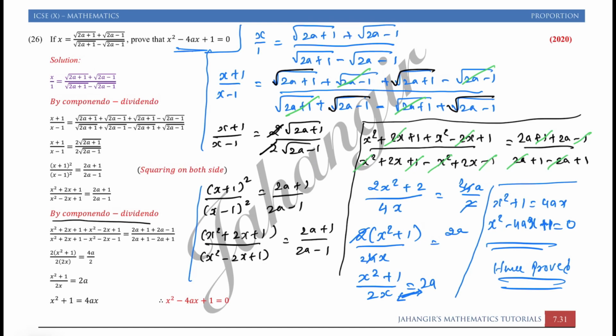This chapter is very important. Remainder and factor theorem, proportion and matrices. These are the three topics from which we get 2 questions every year. So these 3 chapters will carry 21 marks for you. So you have to practice very well.